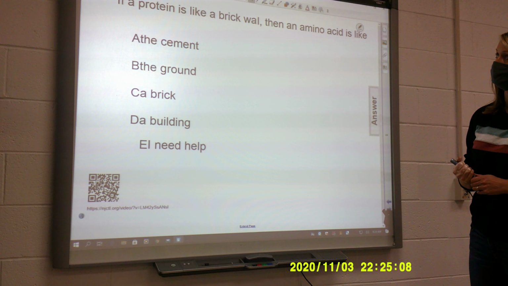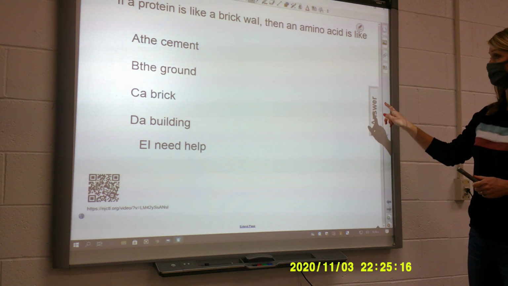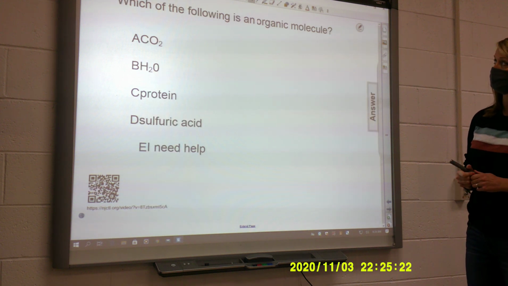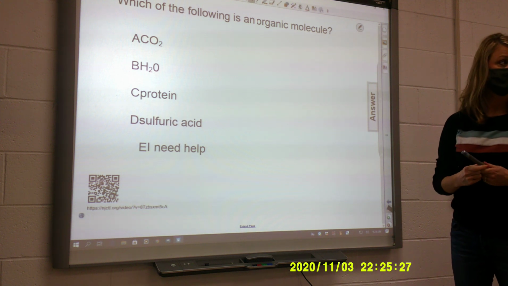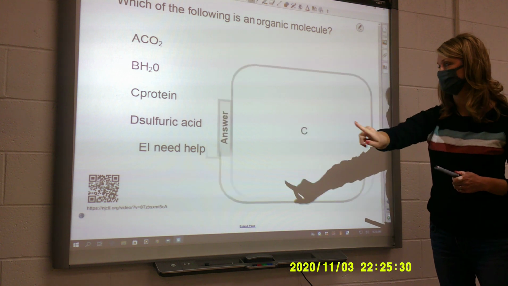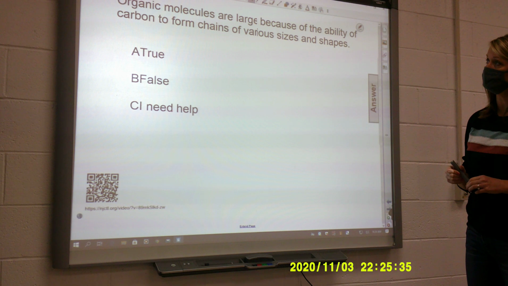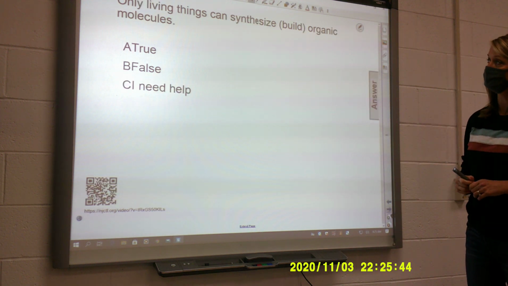If a protein is like a brick wall, then the amino acid is like what? The cement, the ground, a brick, a building. Anybody? Go ahead. A brick. A brick? Sounds right to me. Which of the following is an organic molecule? CO2, H2O, protein, sulfuric acid. Which one? Protein. Protein? Sounds good to me. Organic molecules are large because of the ability of carbon to form chains of various sizes and shapes. Is that true or false? True. Only living things can synthesize or build organic molecules. True or false? False.